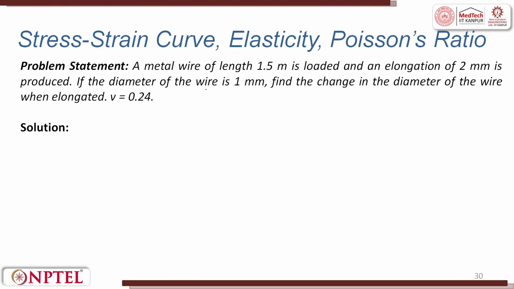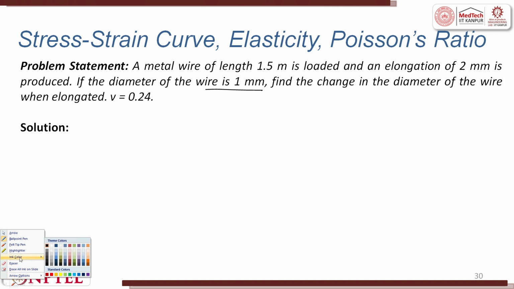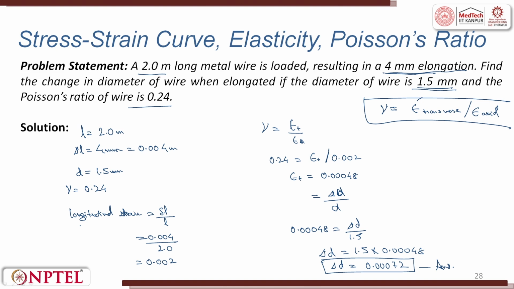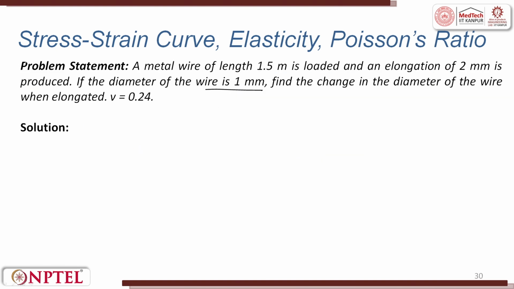If the diameter of wire is 1 millimeter, find the change in the diameter of the wire when it is elongated. We have been given here that the Poisson ratio is 0.24. This is almost exactly similar to what I just did here, right? So this also you can try to solve.